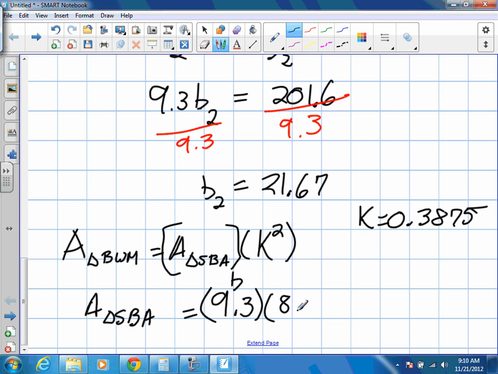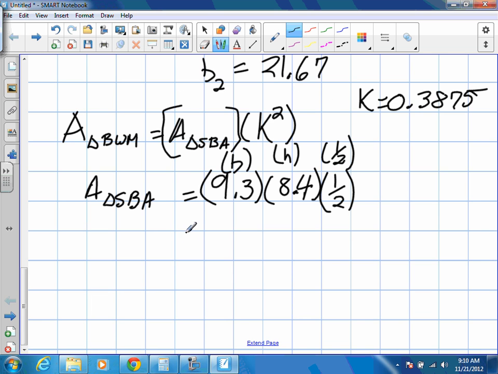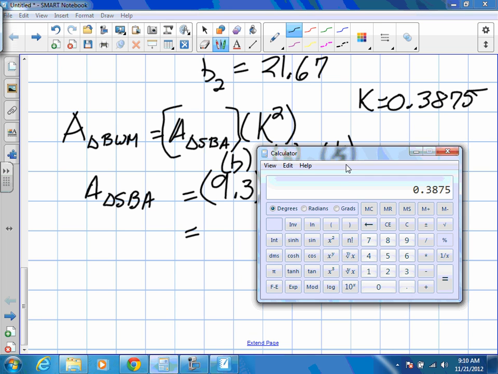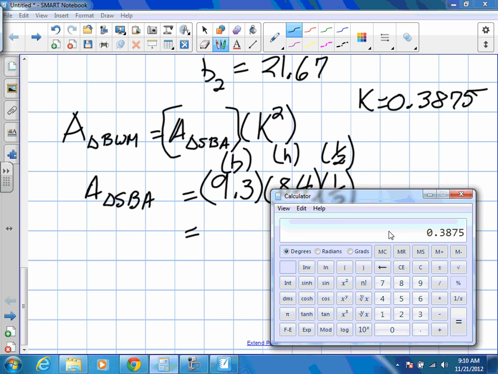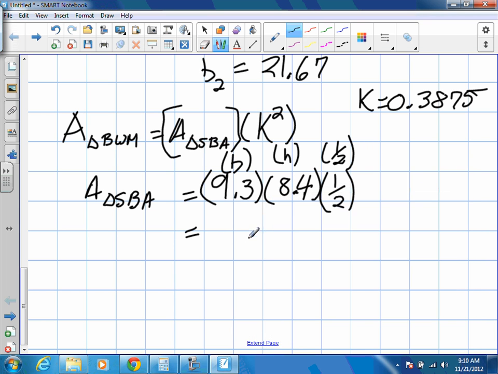Base times height times 1/2. As base times height gives us a rectangle, and a triangle is half of that rectangle, so we multiply by 1/2. So the area of the smaller triangle, 9.3 times 8.4 times 0.5 equals 39.06. Great. We have 39.06 as the smaller one.